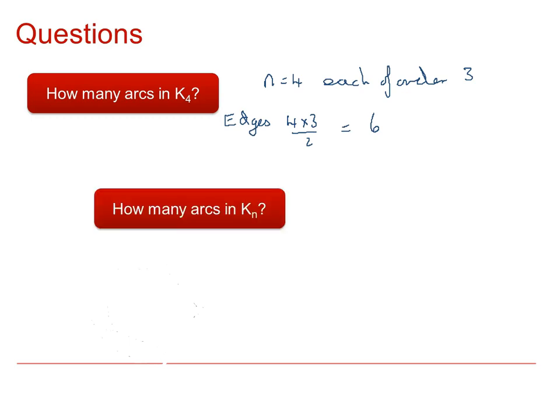What about Kn then? Well, the same argument says that the number of nodes is n. The order of each of those must be n minus 1. So that gives us a total order of n times n minus 1, so that the number of edges must be that divided by 2 for Kn.